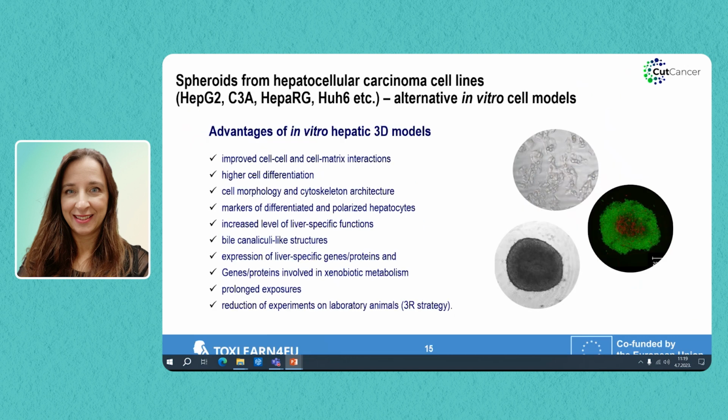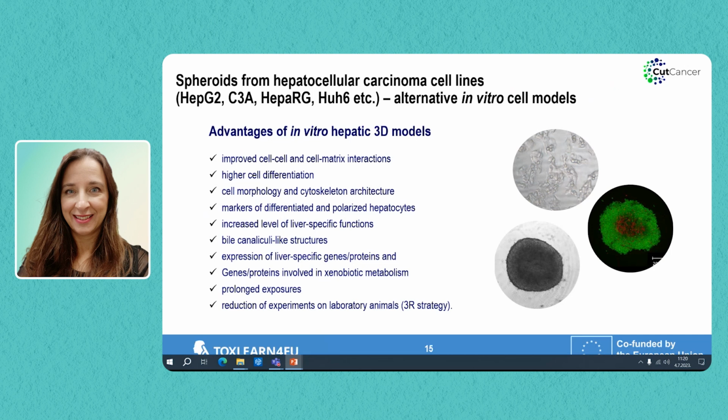Okay, just to summarize, what are the advantages of in vitro 3D hepatic models? I'm talking about hepatic models, but other cell types can be grown in this conformation as well. So the cells have improved cell and cell-matrix interaction.